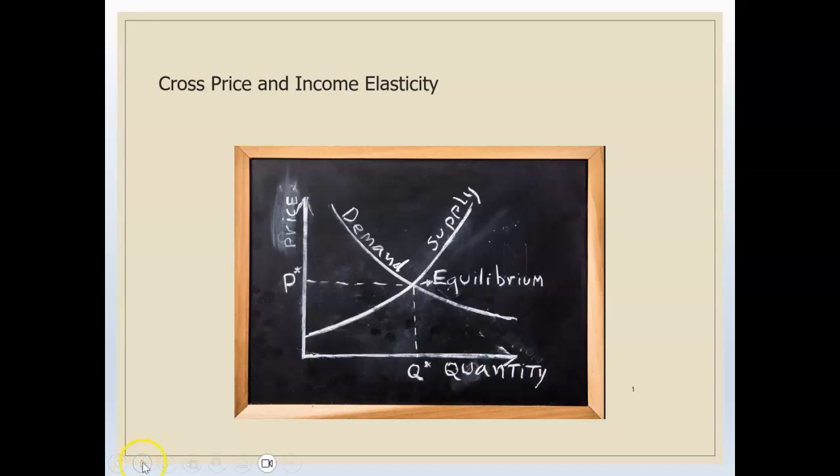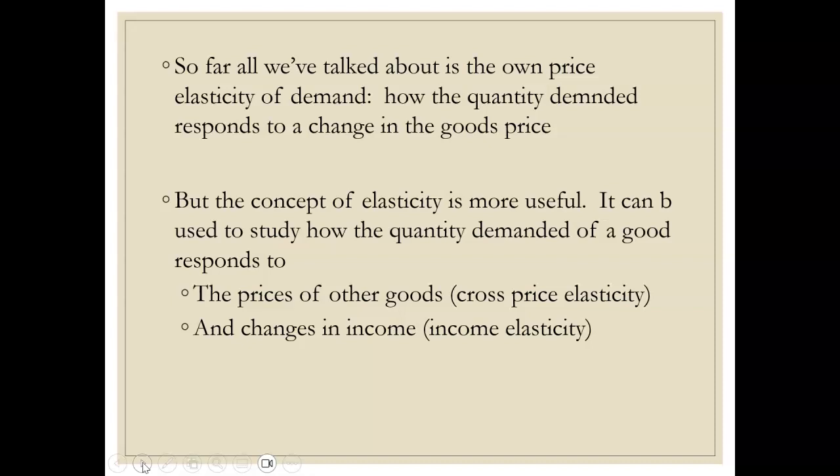Cross price and income elasticity. So far, all we've talked about is what is called own price elasticity of demand, how the quantity demanded of a good responds to a change in its own price. But the concept of elasticity is even more useful than that. It can be used to study how the quantity demanded of a good responds to the price of other goods, which is called cross price elasticity, or changes in income, which is called income elasticity.